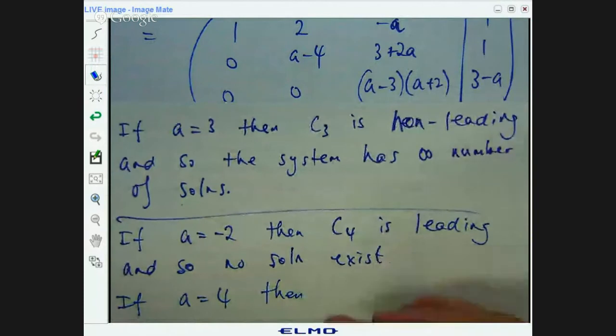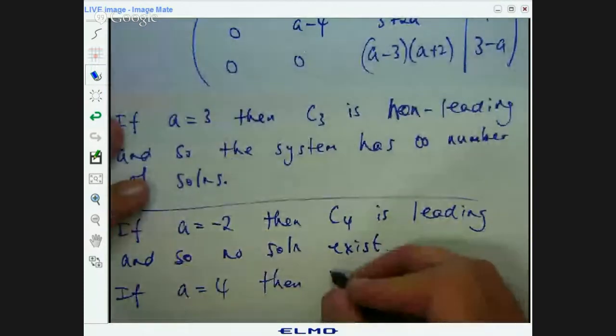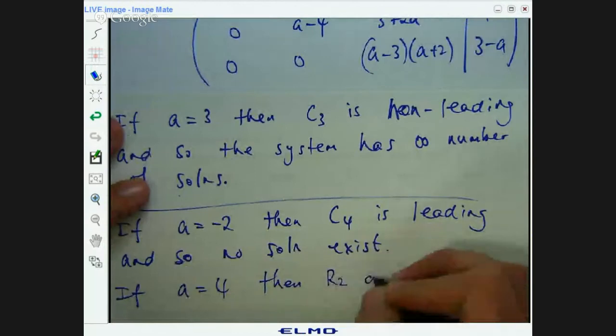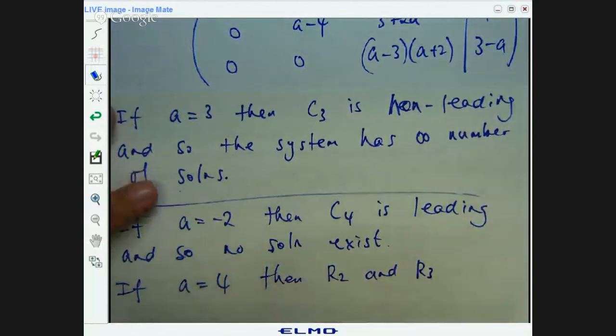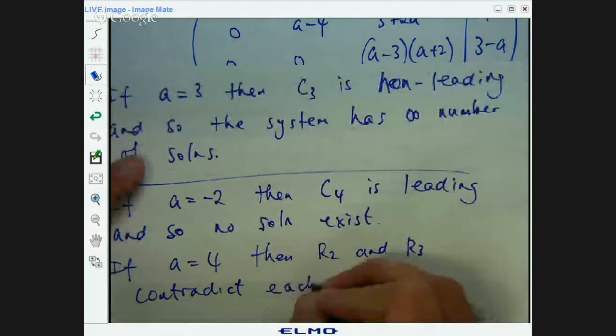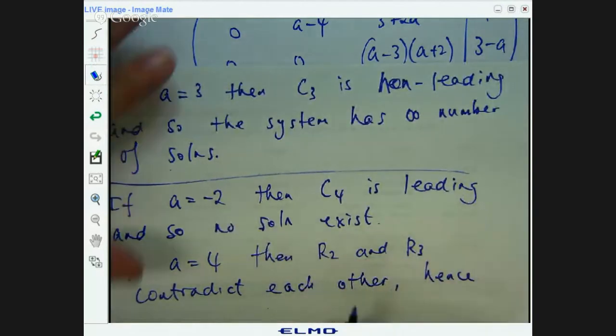So you can say row 2 and row 3 contradict each other. Hence, no solution.